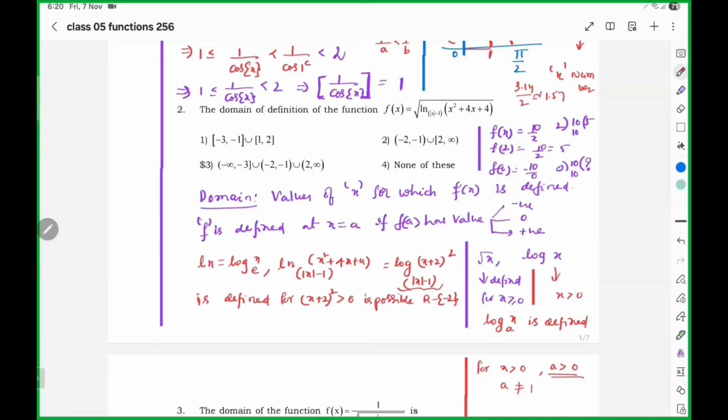And on the base, it should be greater than 0. That is this condition, sorry, this condition, the base condition, and it should not be 1 also, based on this.